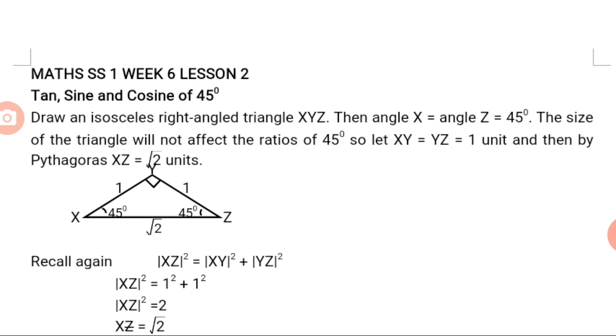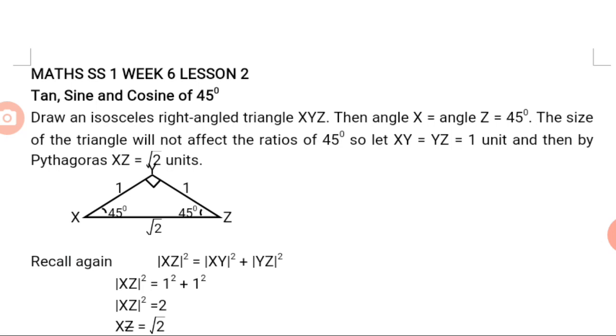The side of the triangle will not affect the ratio of 45 degrees. So let XY equals YZ, which is equal to 1 unit. And then by Pythagoras theorem, XZ equals root 2 units. That is by Pythagoras theorem. Are we together? By Pythagoras theorem.